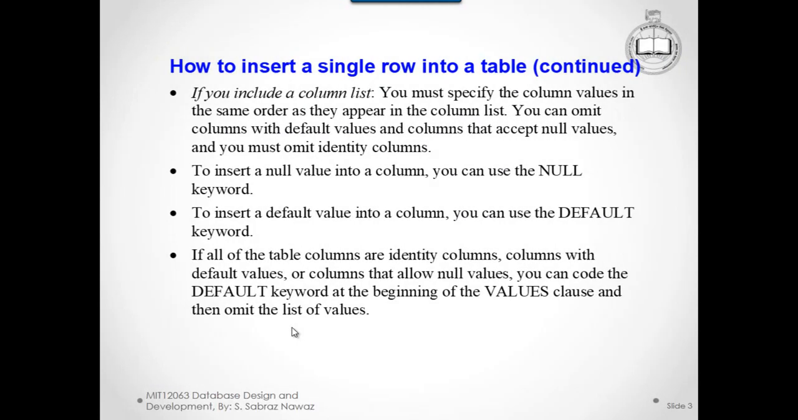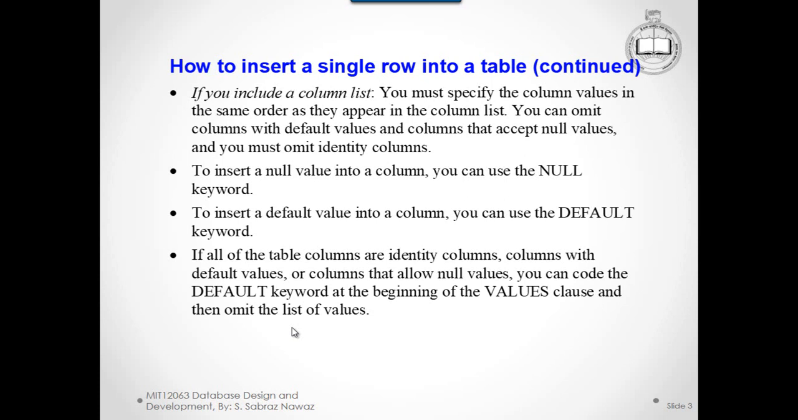If you include a column list, say for example there are 5 columns in the table, and you would like to add a new row with values for only 3 columns, in that instance you have to specify the column values in the same order they appear in the column list. The values you must give in the same order you mention in the column list. We will see how we can do that.